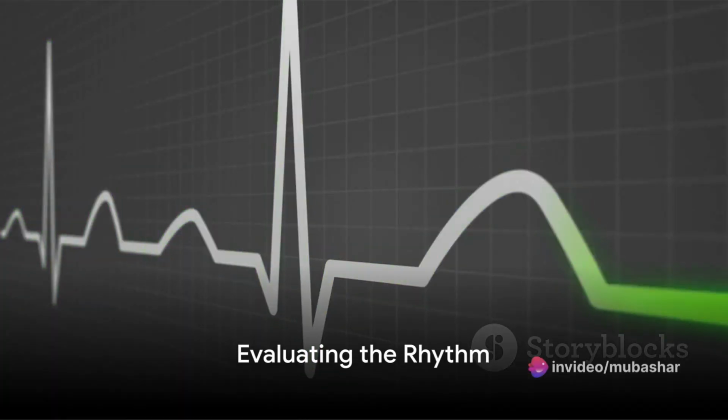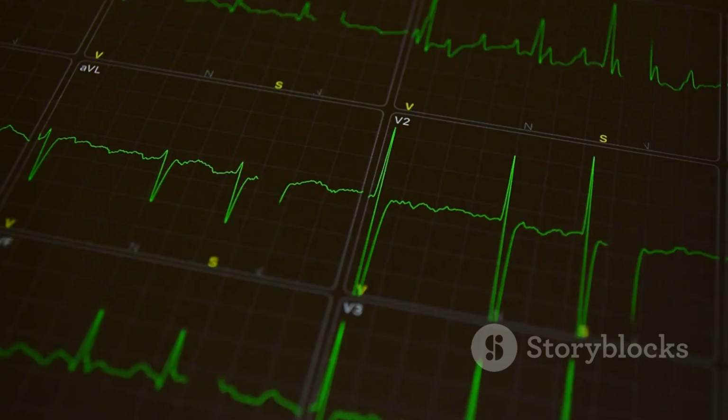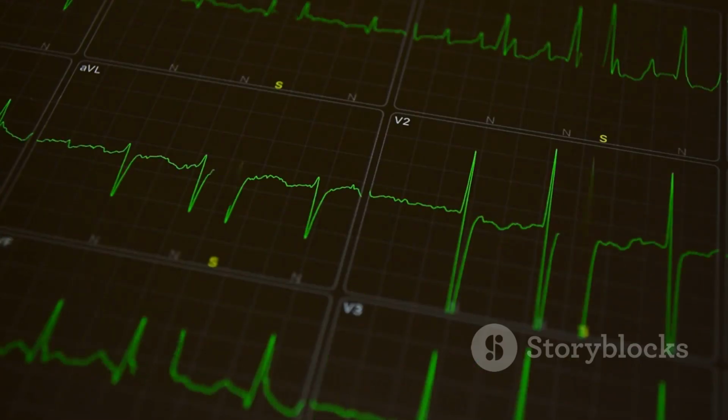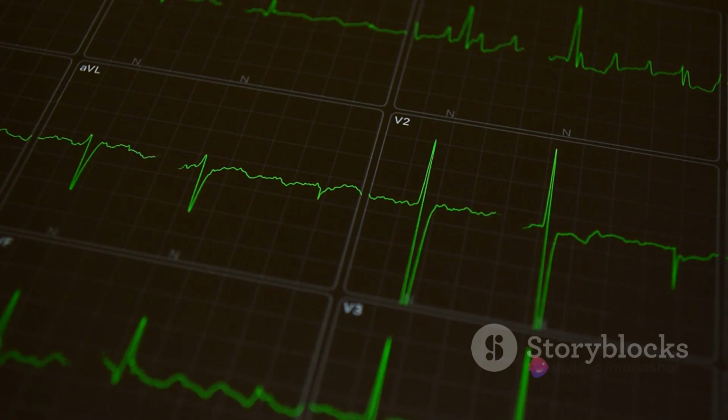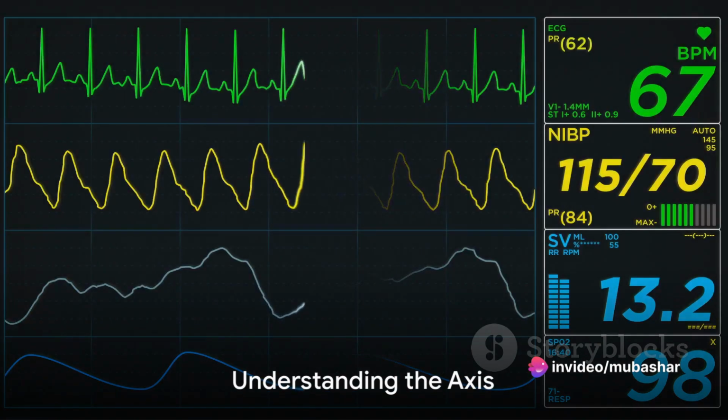Next, we'll look at the rhythm. Here, we're looking for a sinus rhythm, which means there's a P wave before every QRS complex and a QRS complex after every P wave. We'll also look out for irregular rhythms, junctional or ventricular rhythms, where there's no P wave before a QRS complex, and ectopic beats. Now, onto the axis.